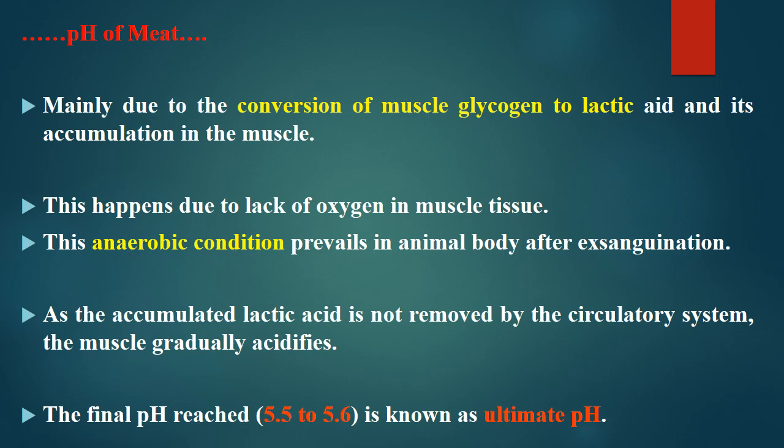In a living condition, lactic acid gets converted to pyruvic acid in the liver, but because of no oxygen, no circulatory system, no living activities, the lactic acid accumulates. As long as glycogen is available, this anaerobic breakdown continues and lactic acid accumulates, and in a normal condition this goes to 5.5 to 5.6, which I already told is called the ultimate pH. This ultimate pH has an important role in normal meat and meat quality, which we will see slowly.